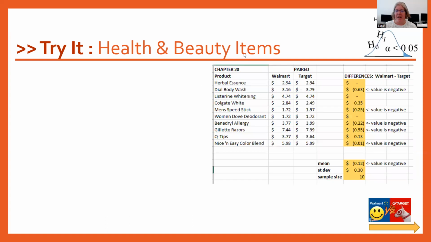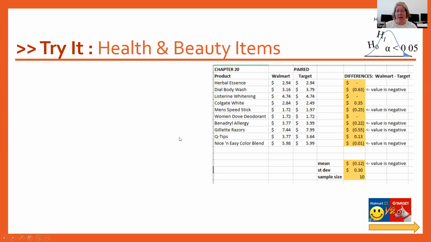And so let's take a look at our data set. So we have a list of products that both stores carry. We have prices for Walmart, prices for Target. And then over here in this gold column is the differences. So I subtracted Walmart minus Target. So you can see some of them are 0. You can see the ones in parentheses are negative. And then the other ones are positive. So we kind of have a variety of different values here. And then just for the differences column, I found its mean and its standard deviation. So that's all I'm working off of is that differences column.